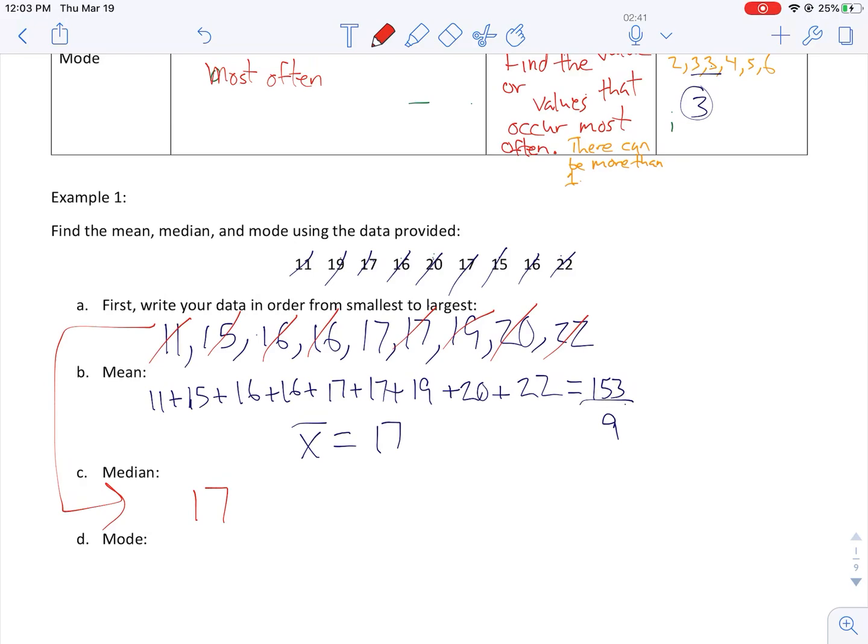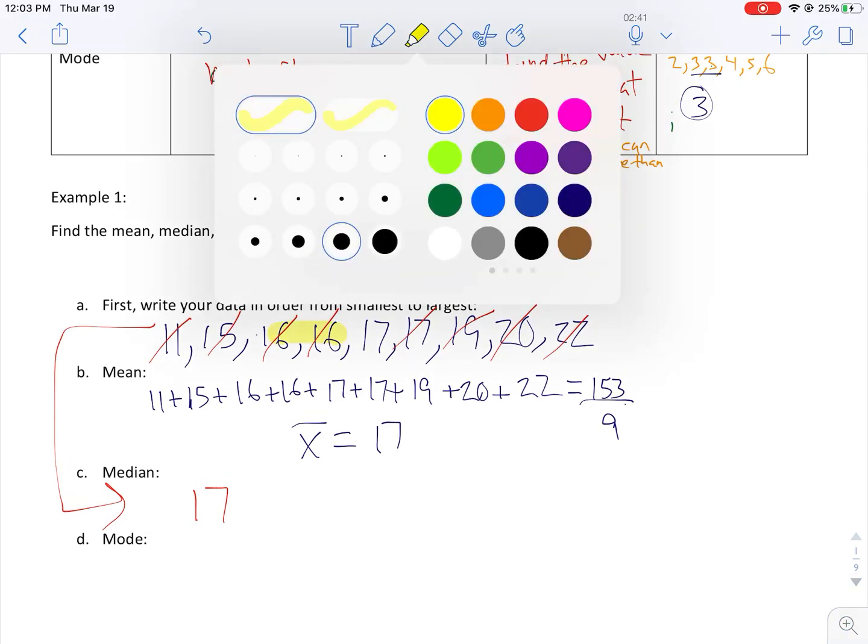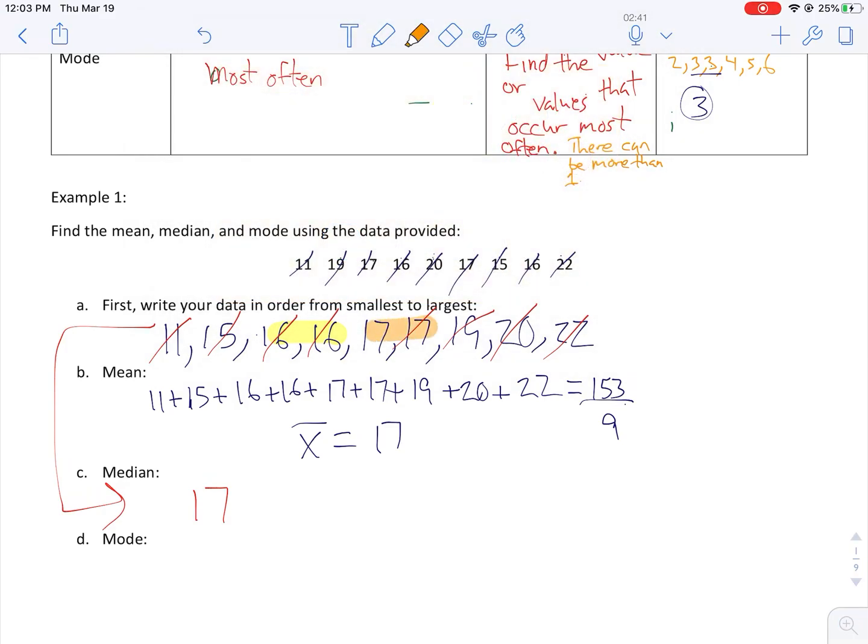Mode. So we're looking for what happens most often. Looking at the data set, I've got 16. But then if you look, I also have 17. So in this instance, I have not one, but 2 modes. So 16 and 17. Okay? So that is how you do that. Hopefully you guys don't have any questions on that.